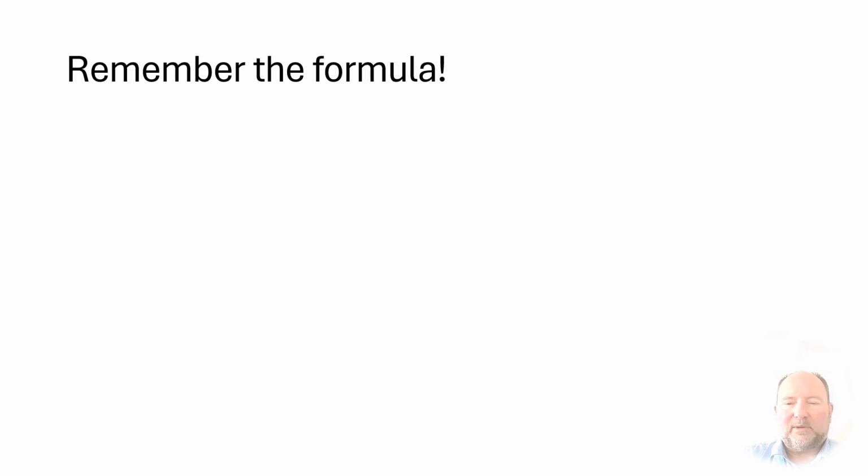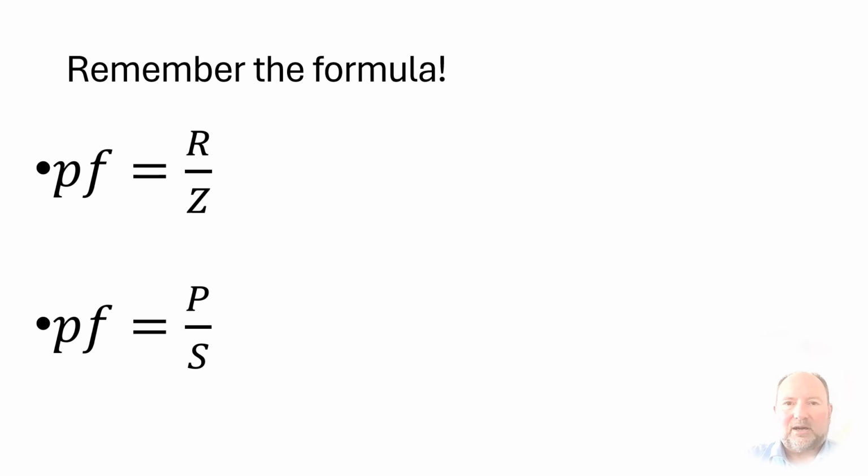So the difficulty would be remembering the formula. So R over Z and P over S. R over Z is resistance divided by the impedance. P over S, true power divided by the apparent power.